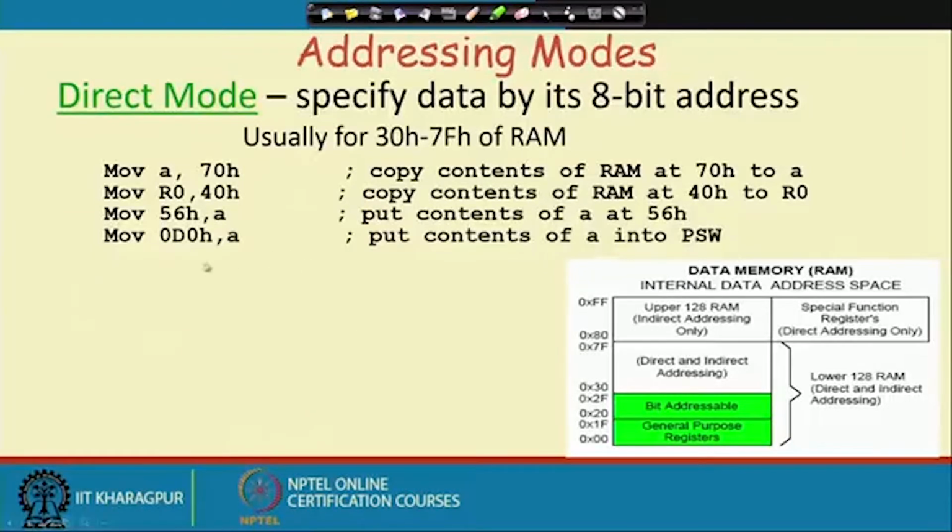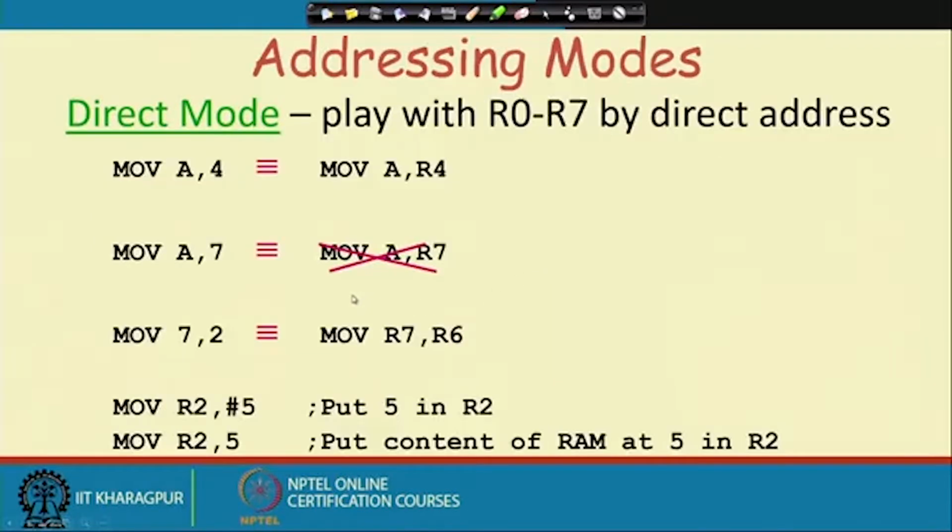Like this one, say MOV 0D0 hex, A. 0D0 happens to be the PSW register. This is the special function register address for PSW. There the content of the accumulator will go, so you put the content of A into the PSW register.